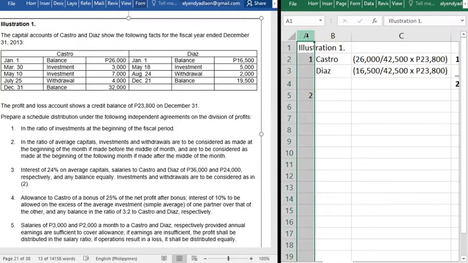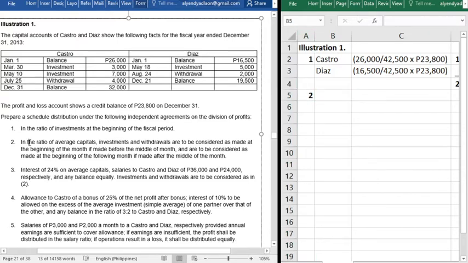Now, next, we have number 2. In the ratio of average capitals, investments and withdrawals are to be considered as made at the beginning of the month if made before the middle of the month, and are to be considered as made at the beginning of the following month if made after the middle of the month. So class, in the ratio of average capital, we are going to consider their updated balances. That is why we have to consider how many months each balance remains.